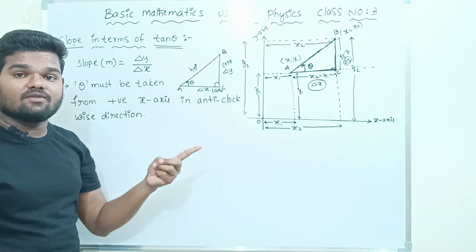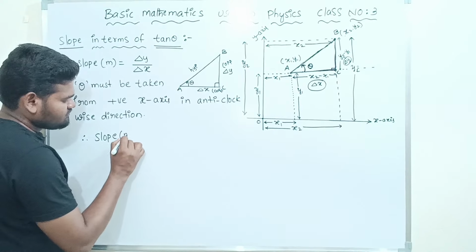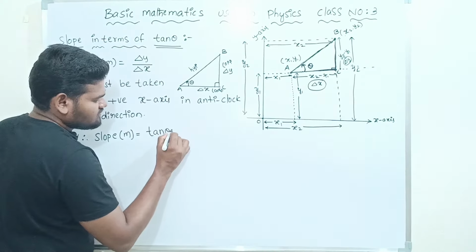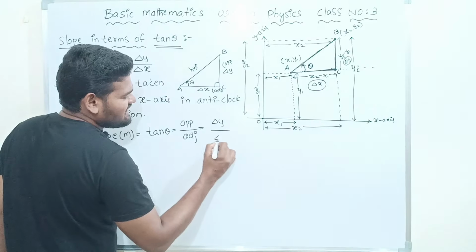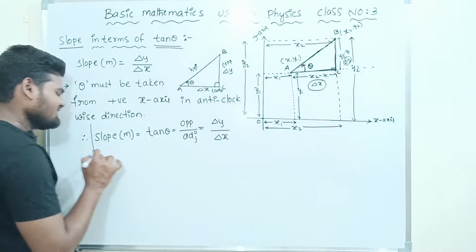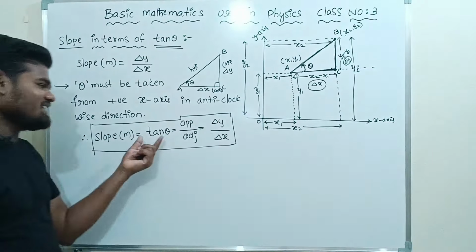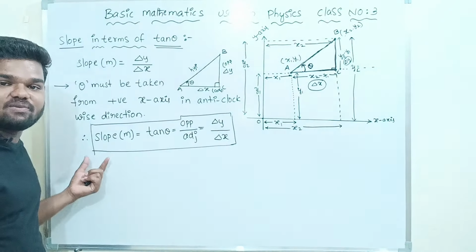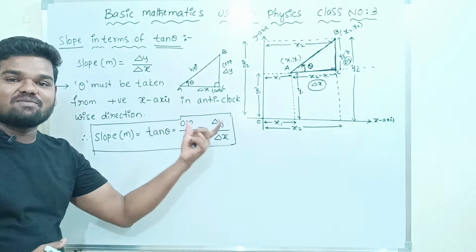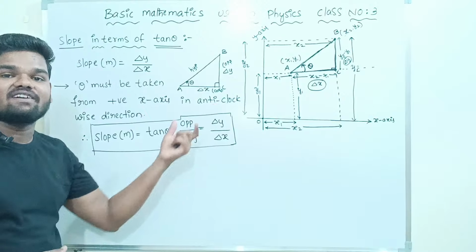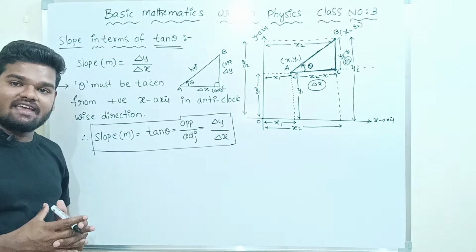Now from this right angle triangle, delta y by delta x is opposite side by adjacent side. Opposite side by adjacent side is nothing but tan theta. Therefore, slope m is equal to tan theta, which is equal to opposite side by adjacent side, which is equal to delta y by delta x. Are you getting it? Is it clear? So tan theta is nothing but slope, delta y by delta x. From this diagram, it is change in y by change in x. Is it clear? Any doubts?